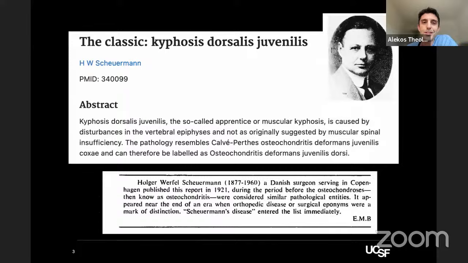So I think it's always interesting to start with trivia of the eponym. Scheuermann was a Danish surgeon who reported first in 1921 on this disorder. And really, up until this point, kyphosis in the young adult or young child was considered secondary to muscular spinal insufficiency. And he's the first that presented that it resembled Kyphosis disease and termed it Kyphosis dorsalis juvenilis.